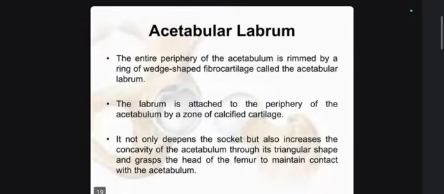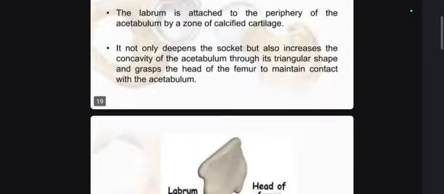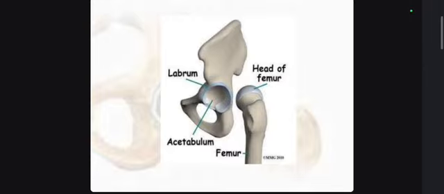Next, about the acetabular labrum. The entire periphery of the acetabulum is rimmed by a ring of wedge-shaped fibrocartilage called the acetabular labrum. The labrum is attached to the periphery of the acetabulum by a zone of calcified cartilage. It not only deepens the socket but also increases the concavity of the acetabulum through its triangular shape and grasps the head of the femur to maintain contact with the acetabulum. This image shows the labrum, acetabulum, femur, and the head of the femur.